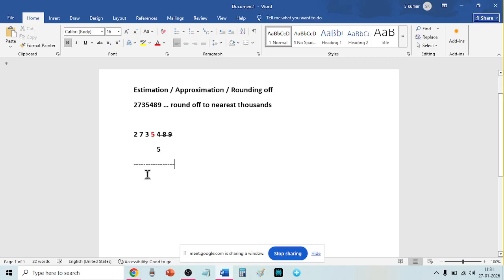So when you add, what will you get? You will get 2, 7, 3, 5, and then 9, 0, 0. Now this is the part which you need, and this is the part which I don't need.